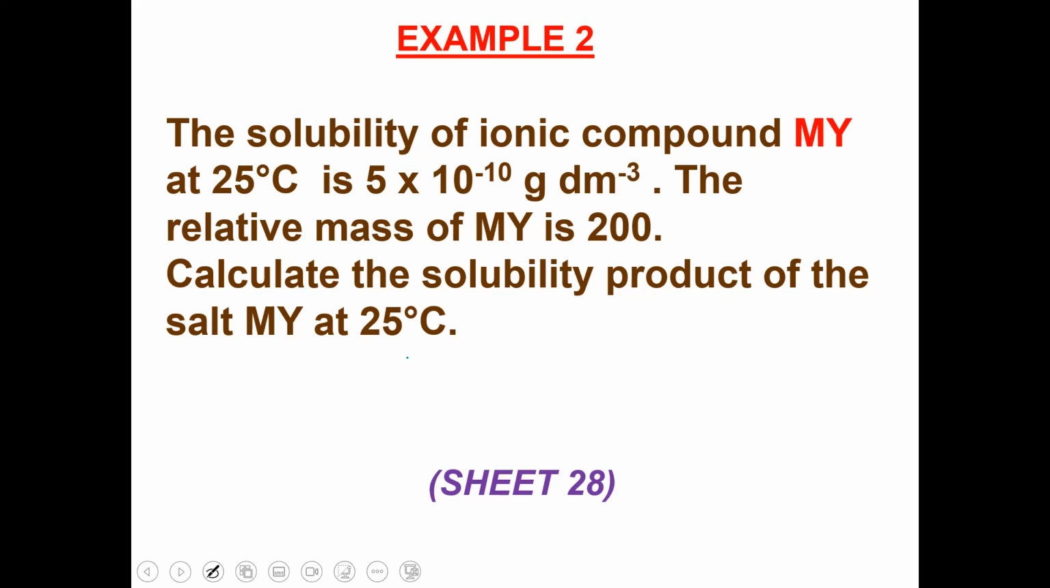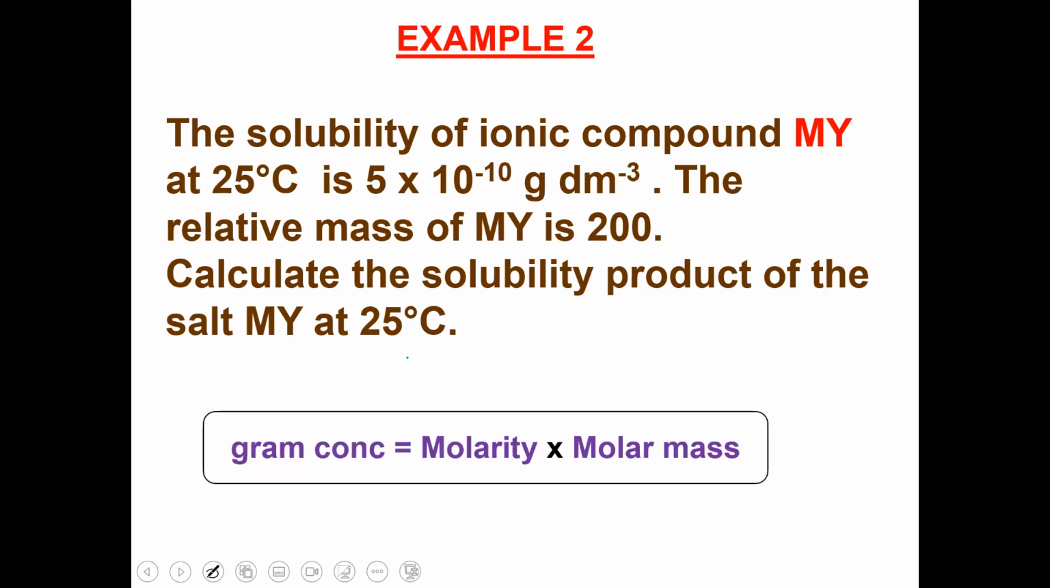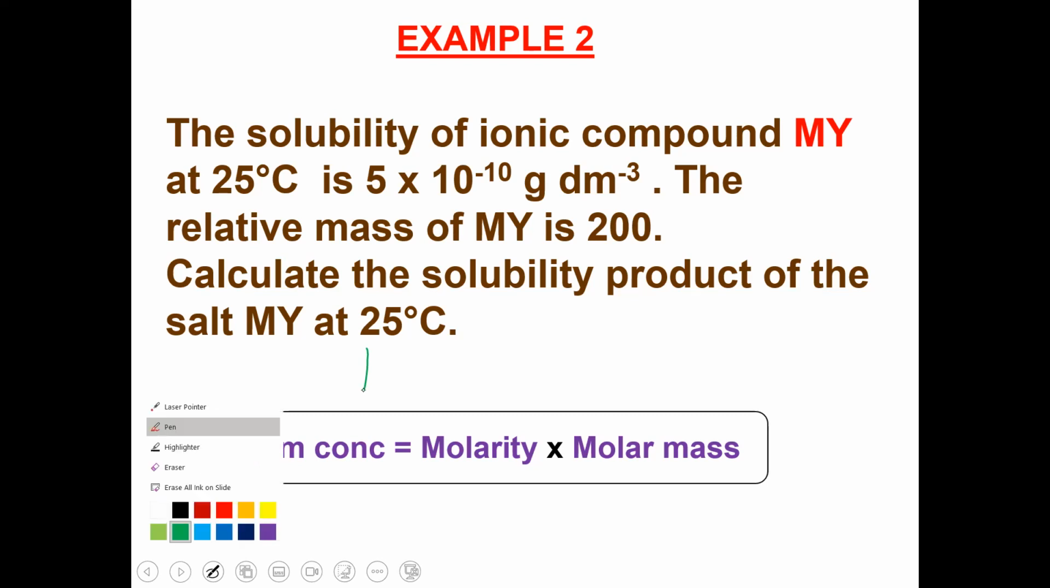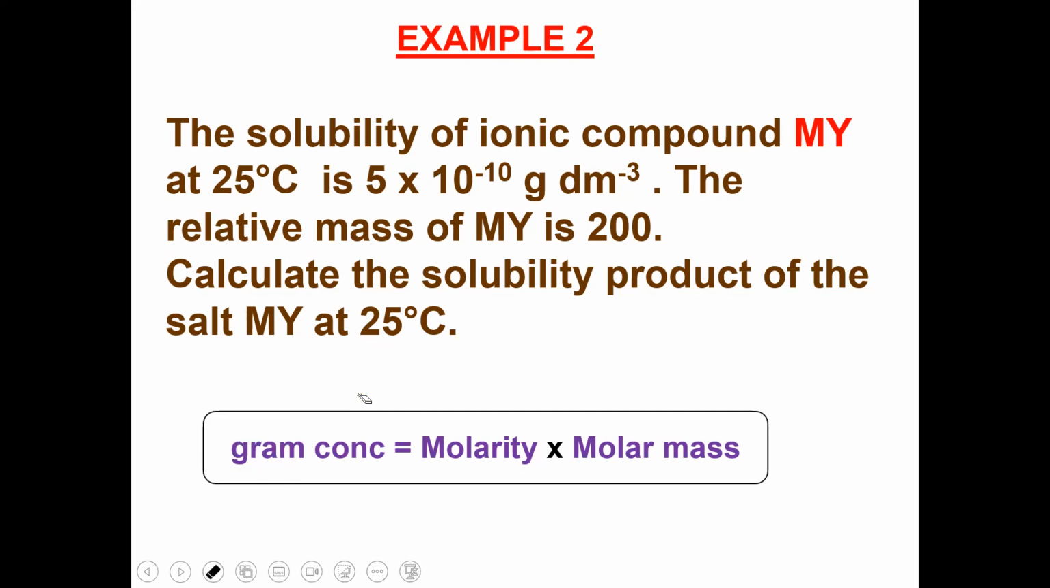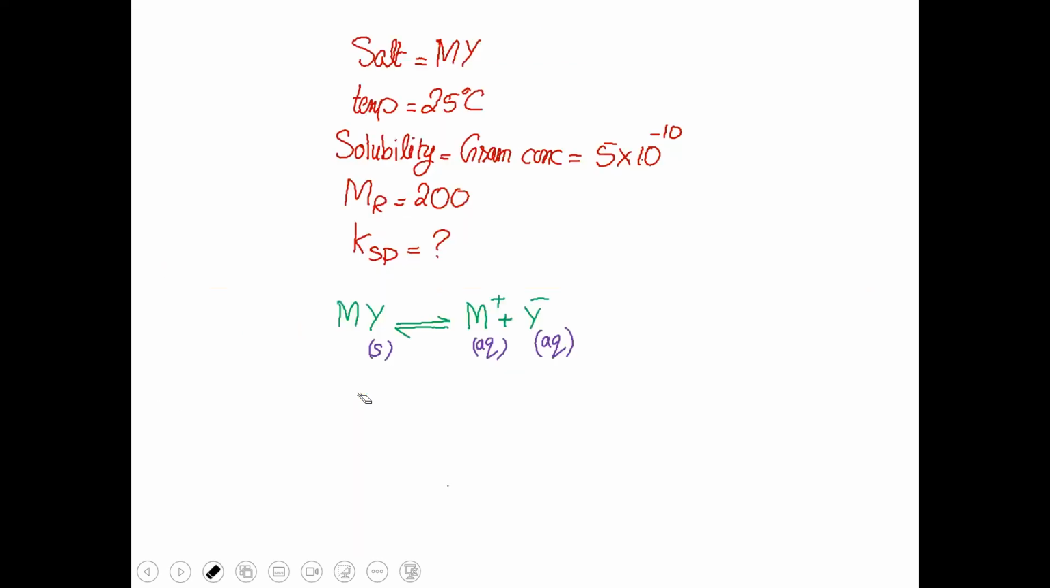You have read the question, and I hope you have identified that this question is the reverse of the previous question. Gram concentration is always equal to molarity times molar mass. First, you make the data for a so-called impression, and then you have to make a general equation.